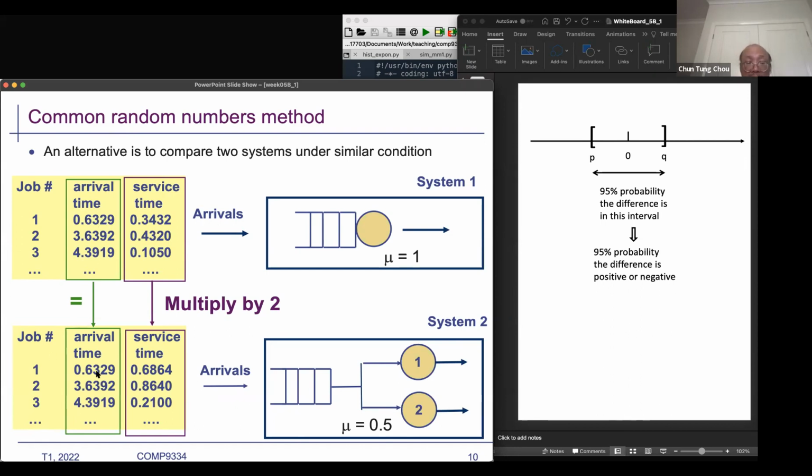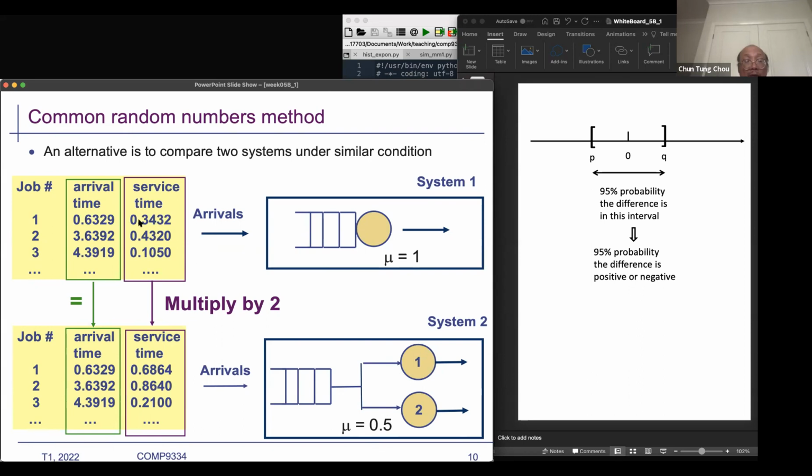For this system, I use exactly the same job. It arrives at the same time. But this server is 2 times as fast as this service. So for system 2, if I'm going to process this job that will take 0.3432 units of time in system 1, then it will take 2 times as long to complete in system 2 because the rate of processing is half. So I can maintain the same job by multiplying this service time by 2.